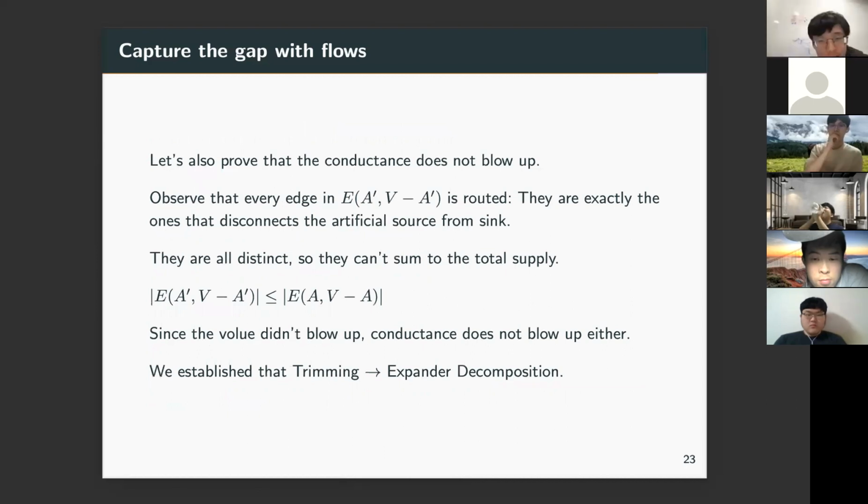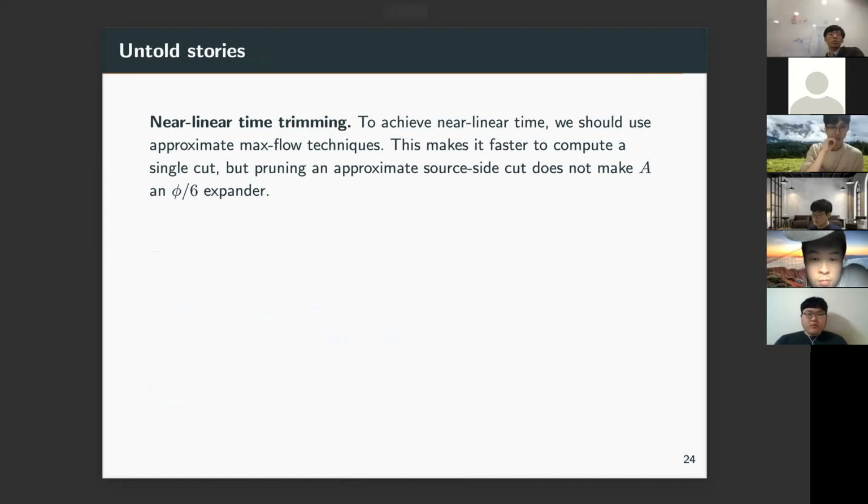Let's also prove that the conductance does not blow up, but it's also just a routine calculation. I don't think it's so hard to prove. It's easy. So anyway, we established that trimming implies expander decomposition. But we don't know how to do a near linear time trimming.